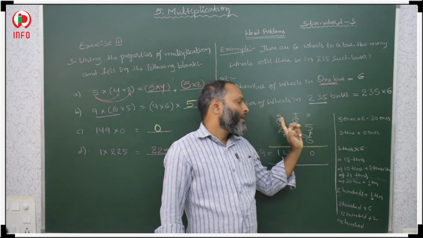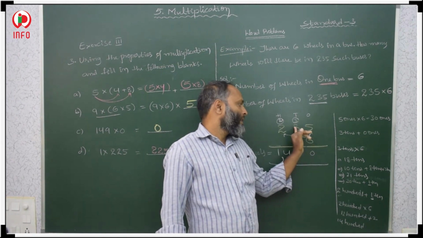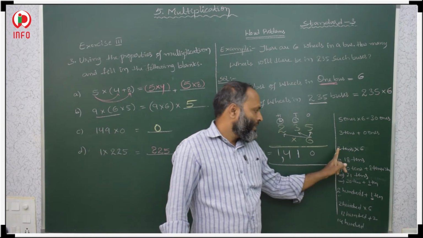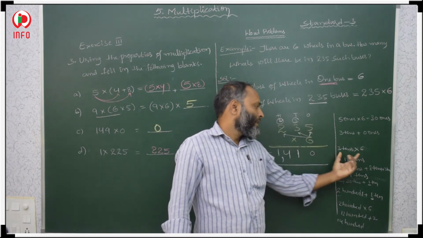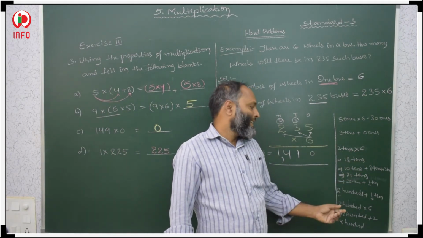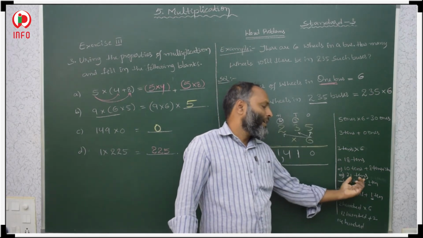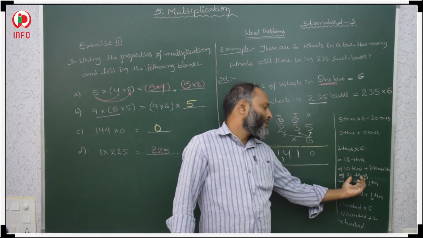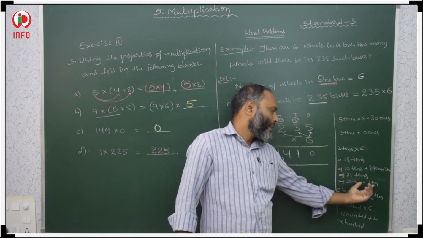Then after that, 6 threes means 3 tens 6 ones. 6 threes are 18 tens. We will get 18 tens, and here 3 tens. 18 plus 3, 21 tens. Then how to divide this 21 tens? It is nothing but 20 tens and 1 ten.